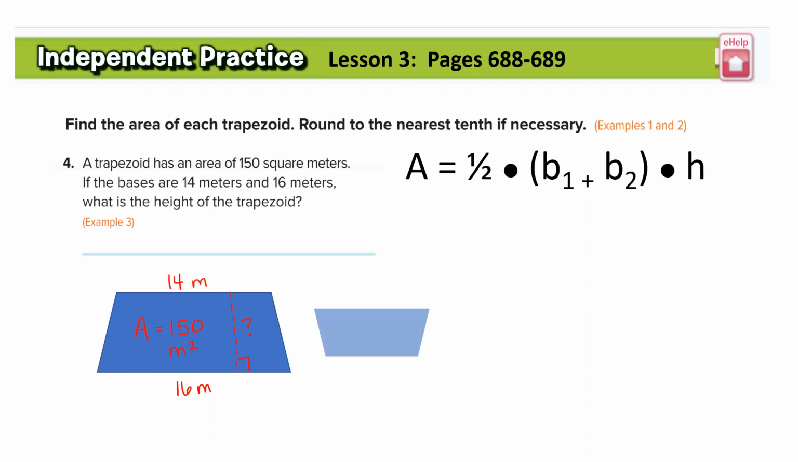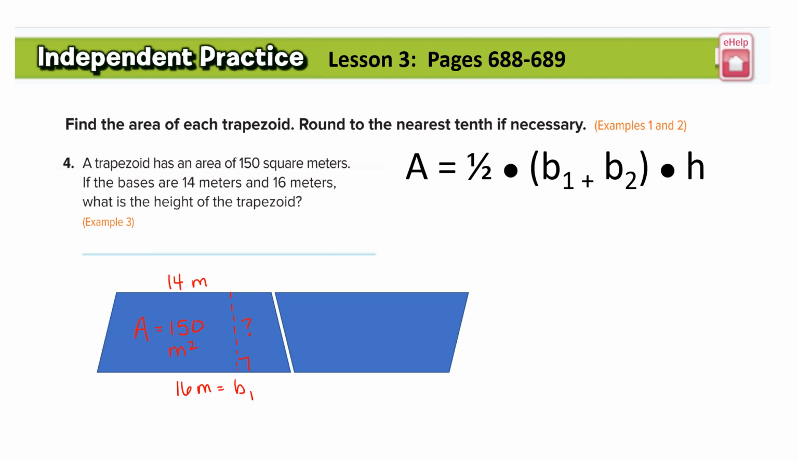Okay. So I'm going to duplicate this, and now I know that this is going to be base 1, and 14 meters is going to be base 2. So I can plug this information into my formula. 150 meters squared equals 1/2 times 16 meters plus 14 meters, and I don't know what the value for h is for the height.